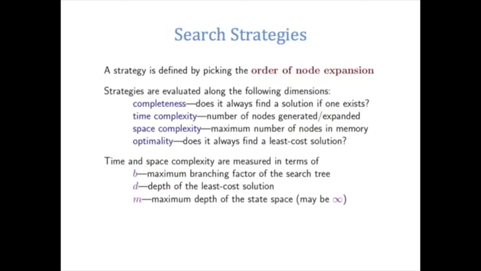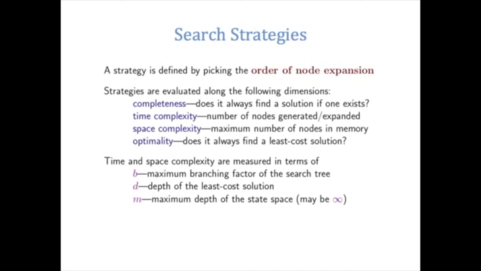Now, I haven't really talked yet about how to choose which node to look at next, and that's called a search strategy. So the strategy is defined by picking the order of node expansion. We've got all these nodes on the fringe, and the question is which one are we going to look at next and expand. So what makes a good strategy?